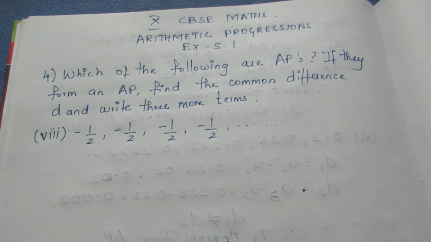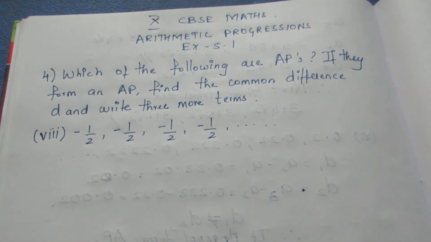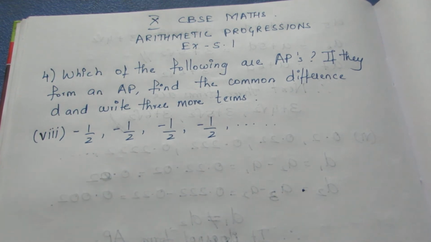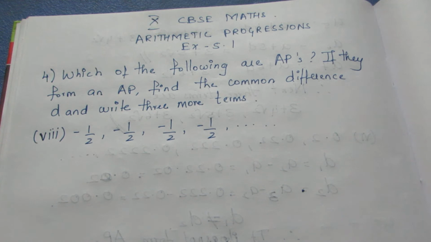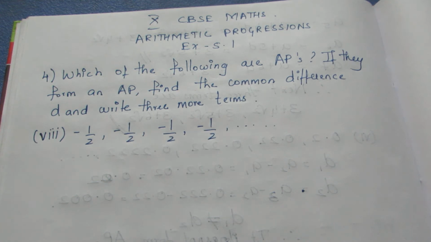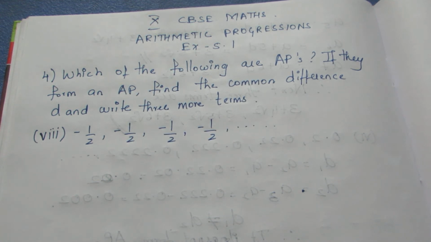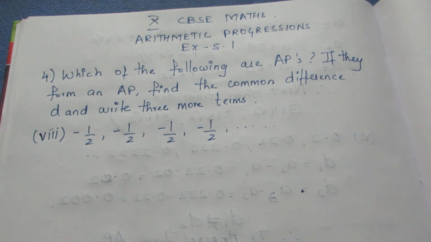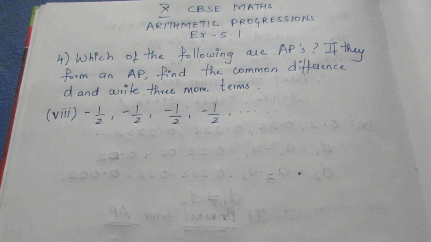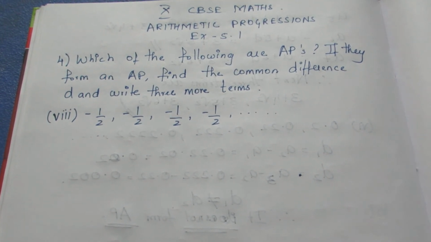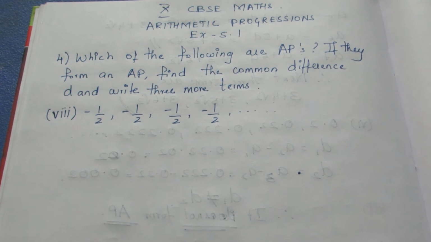Today we are going to see 10 CBSE Maths Arithmetic Progression Exercise 5.1 sum. Let's see the question. Which of the following are AP? They have given some sequences. We need to find whether they are in AP or not, and also find the common difference. If they are in AP, we need to find the common difference D and write 3 more terms, the next 3 terms.